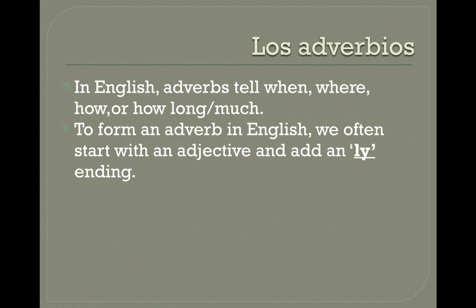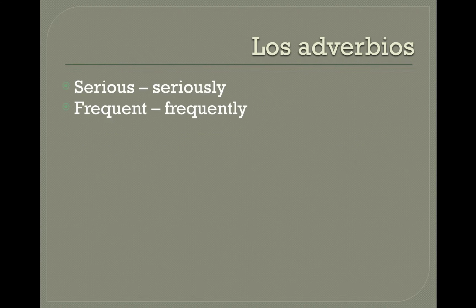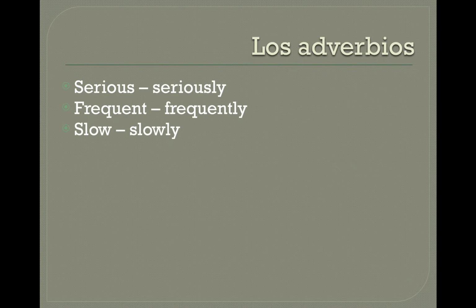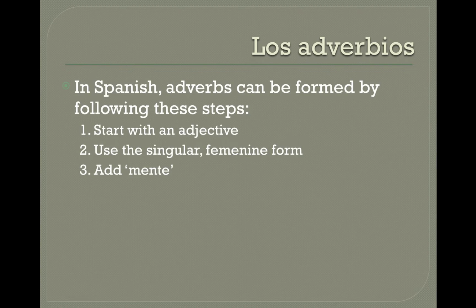To form an adverb in English, we often start with the adjective and add "ly" to the end. Happy becomes happily. Quick becomes quickly. Slow, slowly. And you can hear that "ly" just add on. Seriously, frequently, slowly, quickly.